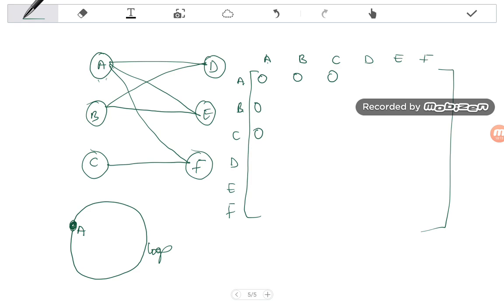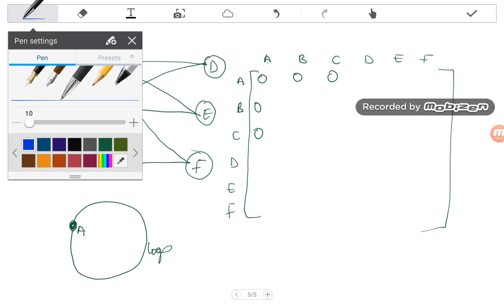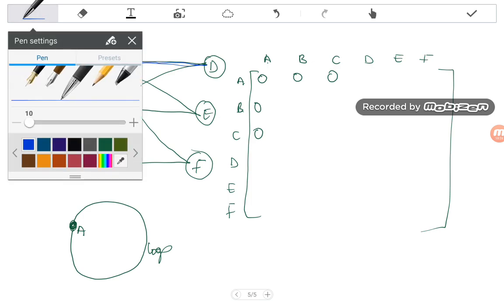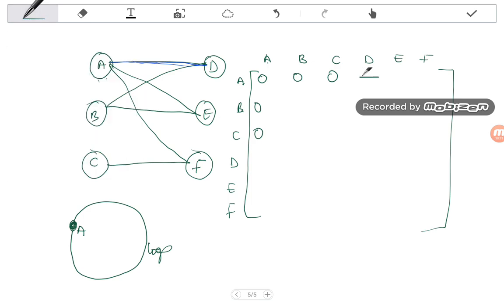Then A to D, I have one link that takes me from A to D, which is this link right here. Therefore, what we put over there is only one link, so I put 1 there. Then D to A will also get a 1 over there. Then A to E, I have 1, so 1 will be here too. A to F is 1. Therefore, F to A will also be 1.